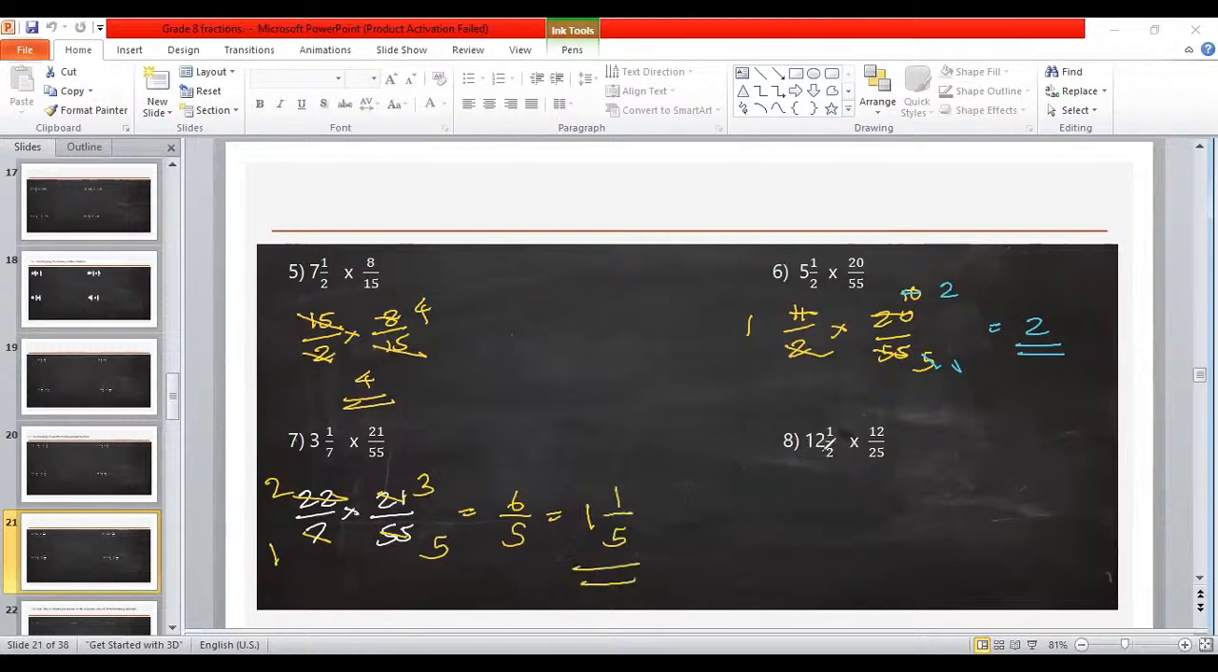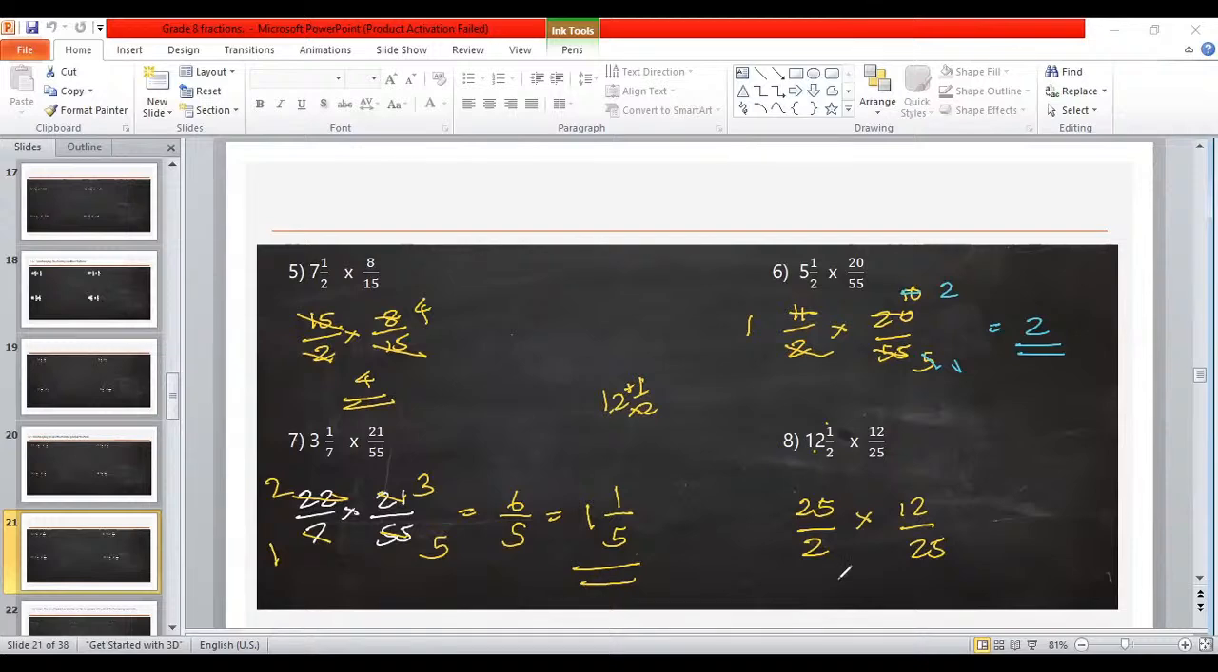2 times 12, 24. 24 and 1, 25 over 2. That's it. 12 and 1 over 2. Now I think all of you know how to convert a mixed fraction to an improper fraction, right? 12 and 1 second. All like that we did. This 2 multiply 24, 24 plus 1, 25 over 2. Now cancel, now check over the line and below the line.